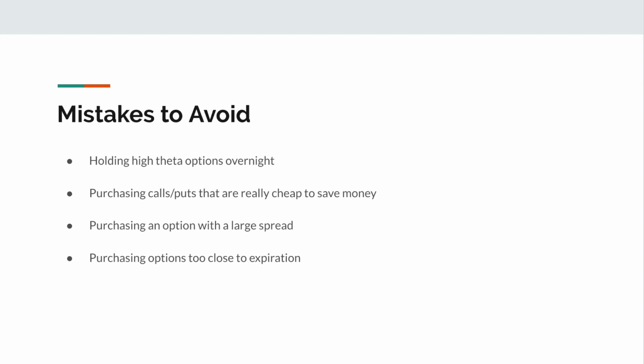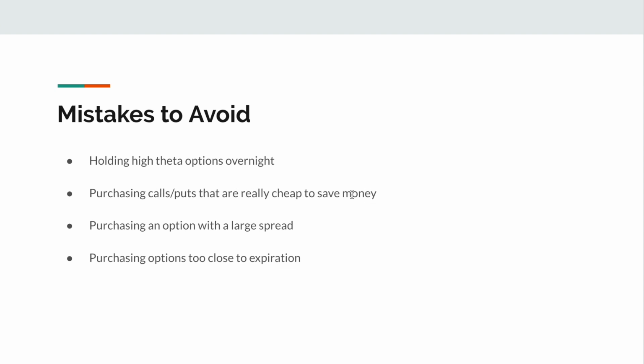So, some mistakes to avoid that I have just written out real quick. Holding high theta options overnight. We'll show you some examples of what high theta options look like, because they can really eat away at all the profits you're hoping for. Purchasing calls and puts that are really cheap to save money. You will see why I put this in here, because the further you are out of the money, the cheaper the calls and puts will be.